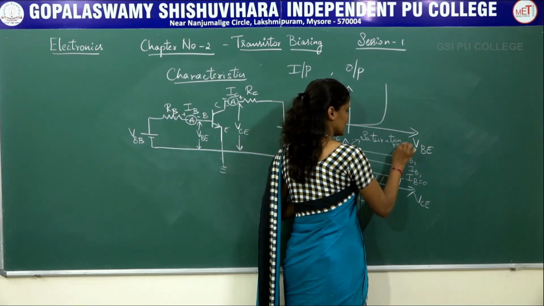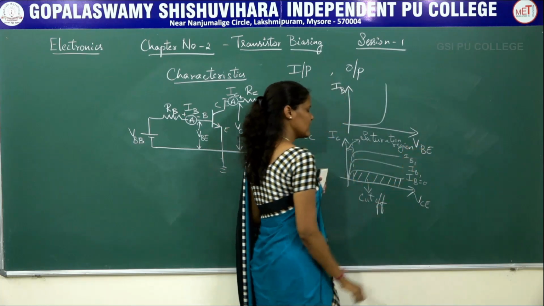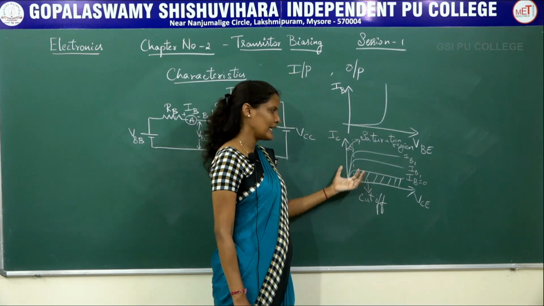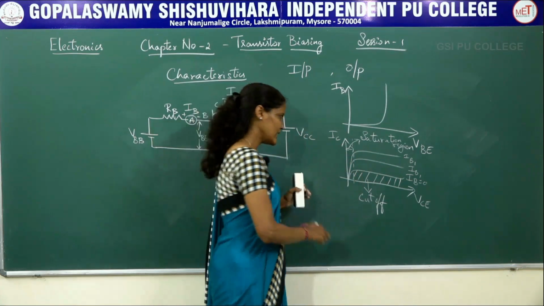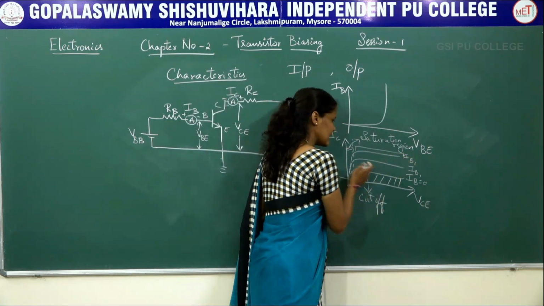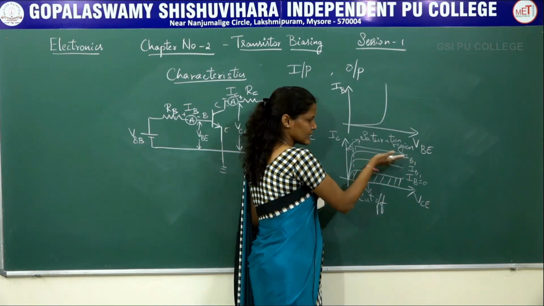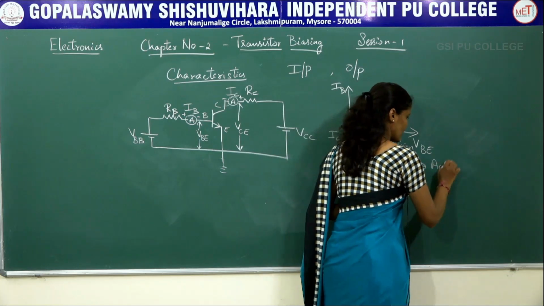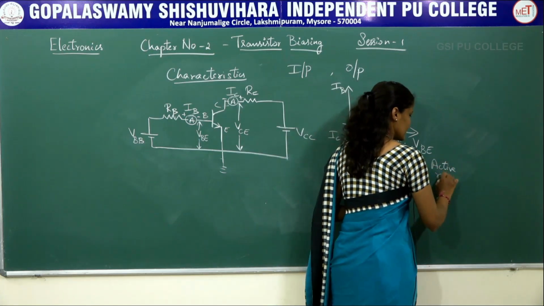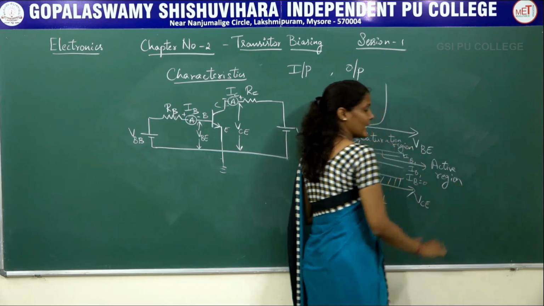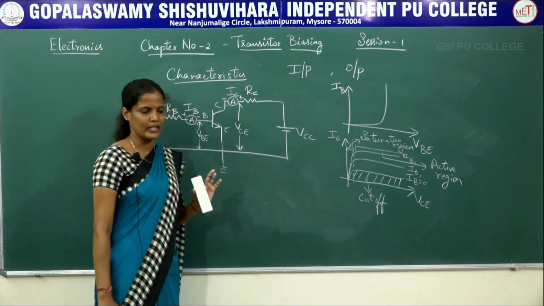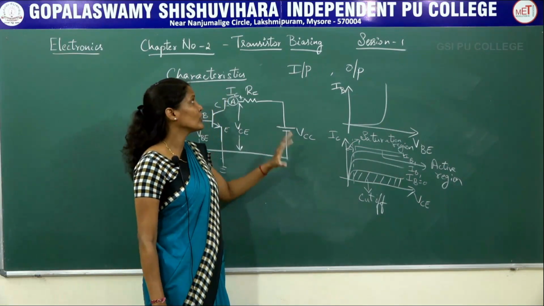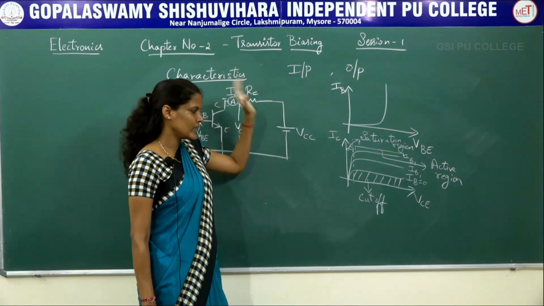This region is called the saturation region, during which the transistor will be acting like a switch in the on condition. And this straight line, where the current is almost maintaining a constant value, that region is called the active region, in which the transistor will be acting like an amplifier. So these are the three different regions which are very essential in order to understand the transistor application.